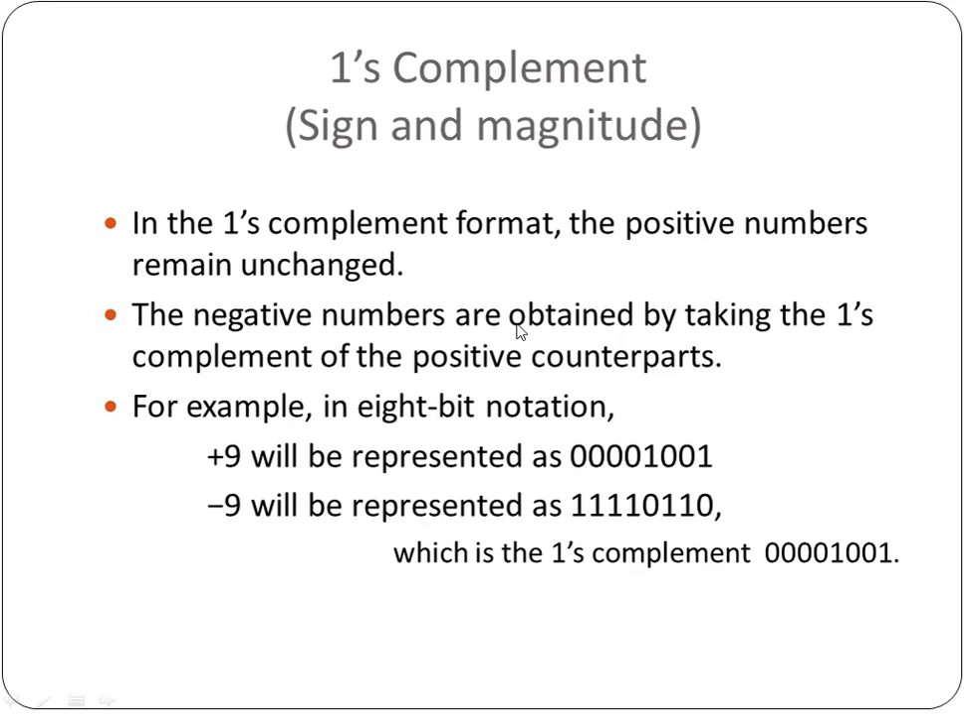Now negative numbers are obtained by taking the 1's complement of the positive counterpart. See here, if we take the complement of this number, we will get the 1's complement. So 1 is complemented to 0, and 0 to 1, likewise. Now here the MSB is 1, so this is a negative number. So in sign magnitude form, just complement the positive number and you will get the negative number.